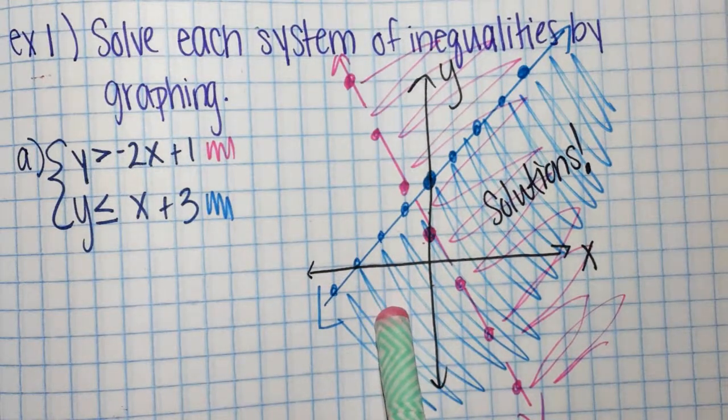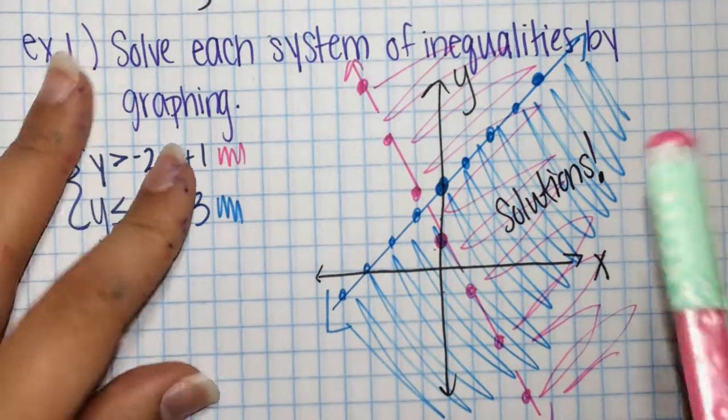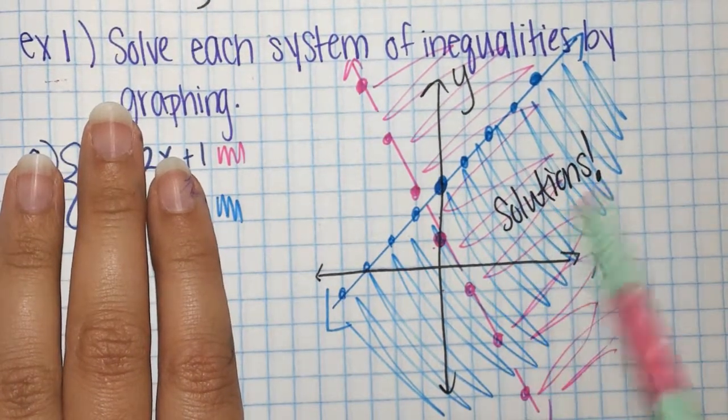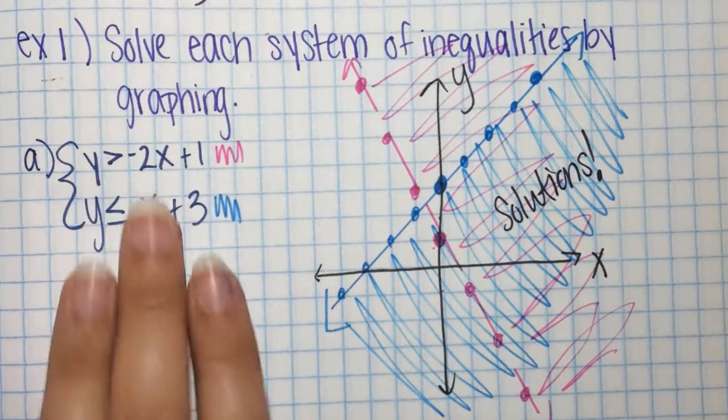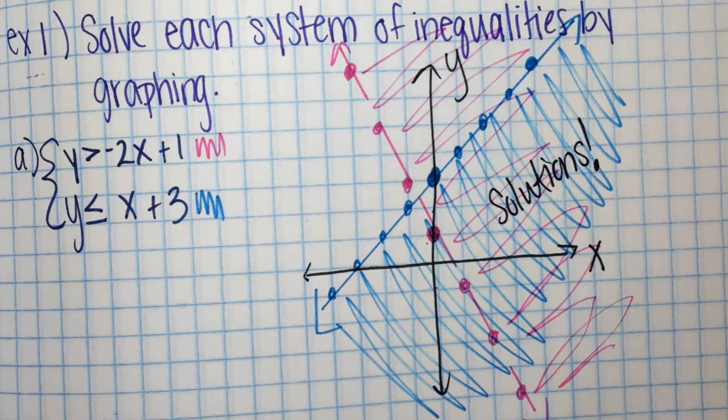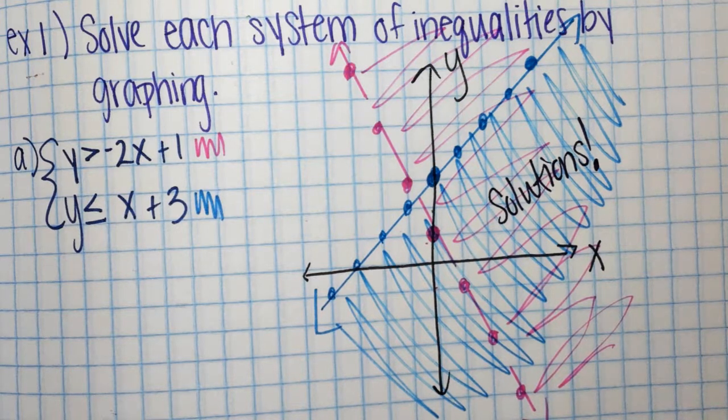Is this above the pink line? Is it below the blue? But it has to meet both of them. So this section, is it above our pink line? Is it below the blue line? That's why it's the solutions. Does everybody understand? Are you ready for the next one? Yes. Let's go crazy.